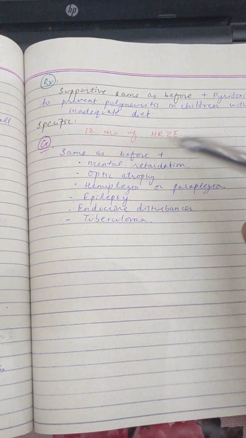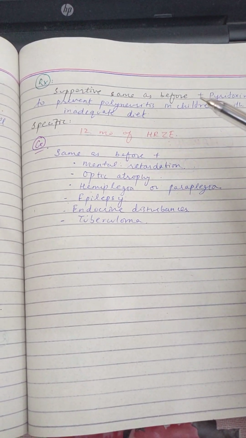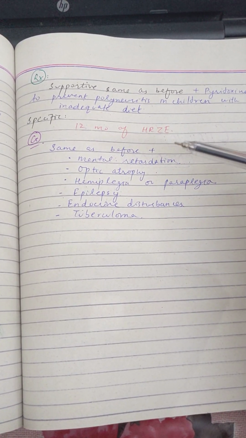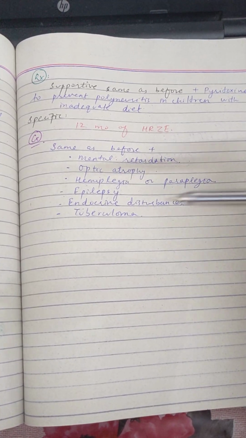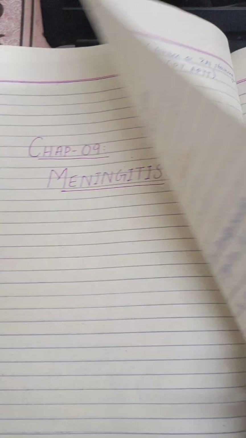And the complications of tuberculous meningitis are the same as those for pyogenic meningitis, but in addition to this, there will also be mental retardation, optic atrophy, hemiplegia or paraplegia, epilepsy, endocrine disturbances, and tuberculoma. So these were the important points that we have discussed regarding tuberculous meningitis as well as pyogenic meningitis.